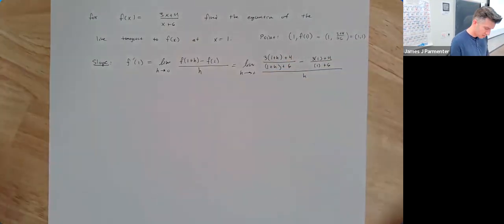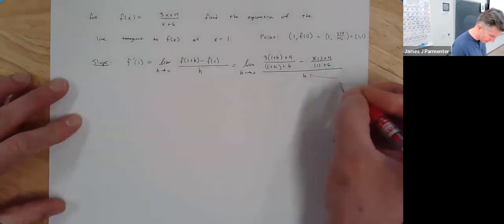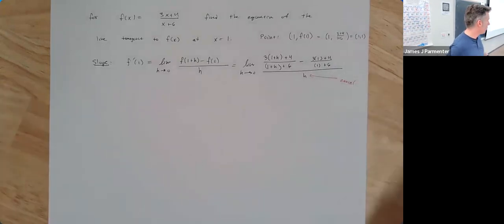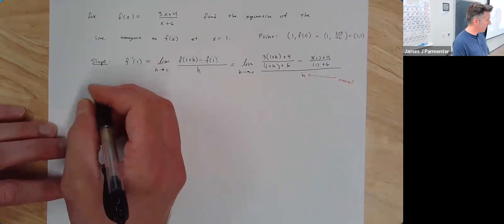Gross. Okay, we know the goal is to make that h cancel out. Cancel that h. It doesn't cancel yet. We have to do it. So let's simplify a little bit.